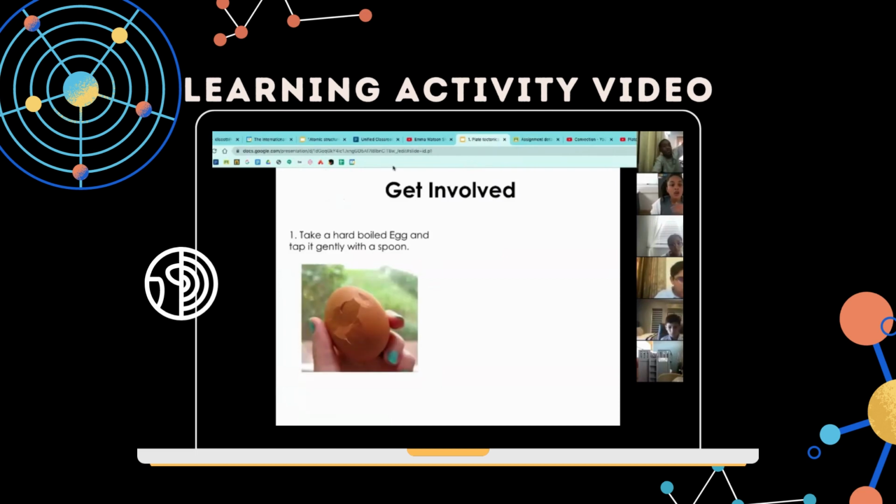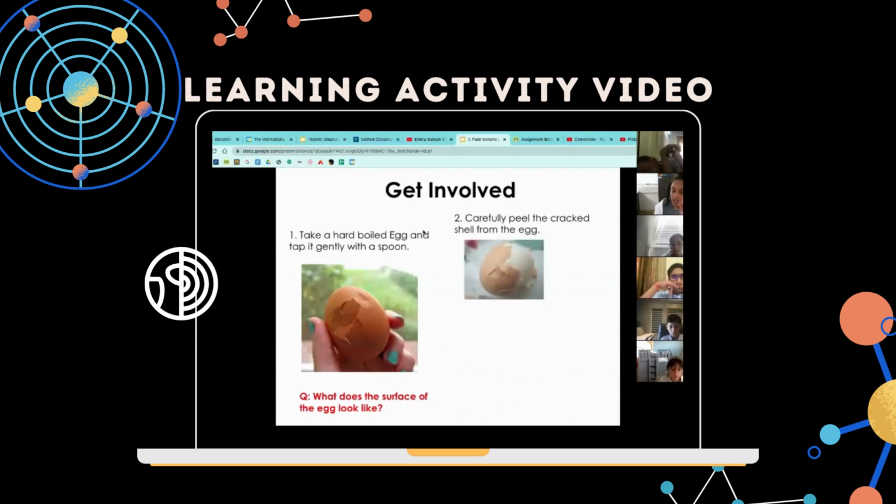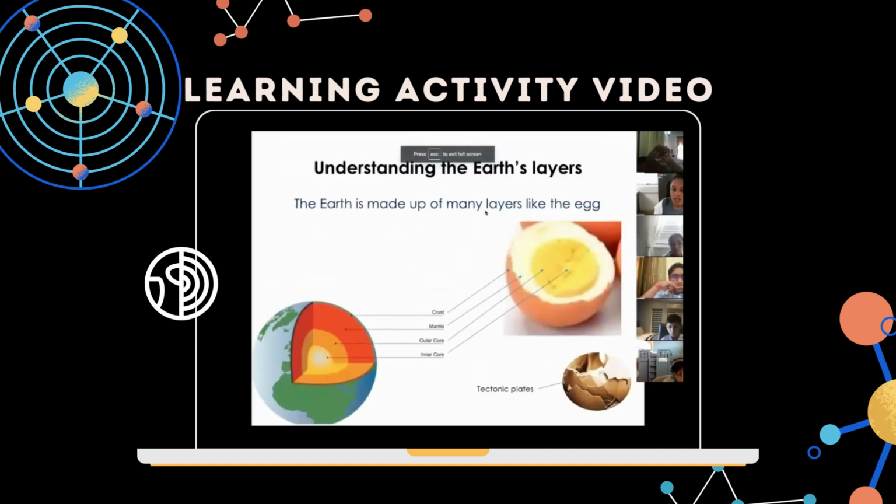Okay, so we have an egg, right? And you can do this yourselves, not right now, but if you were to take a hard-boiled egg and gently tap it with a spoon, we actually get a better model and a better representation of the structure of our Earth. And I want you to think about why as I go through. So carefully peel the cracked shell from that egg, cut it in two. You've got the yolk in the middle.